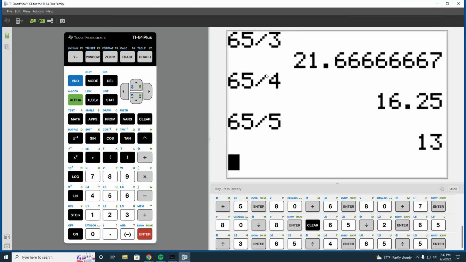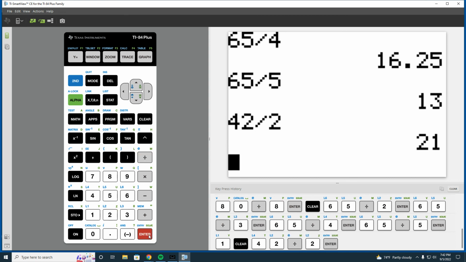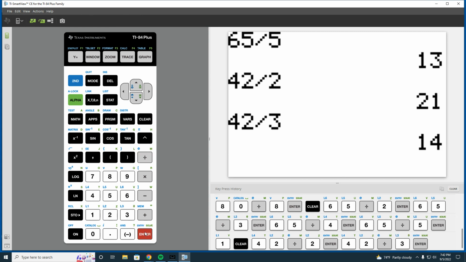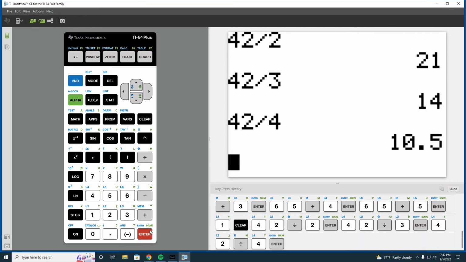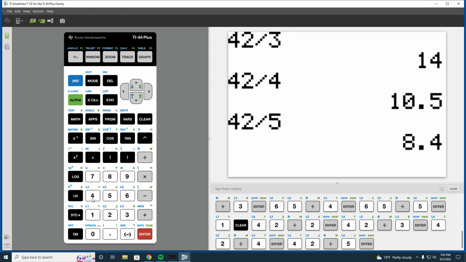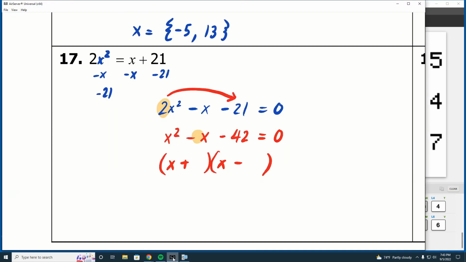So let's go try. 42 divided by 2, does that have a difference of 1? No, that's 19. 42 divided by 3, does that have a difference of 1? No, that's 11. 42 divided by 4, no. 42 divided by 5, doesn't work. 42 divided by 6, there it is. There's a difference of 1 right there, 6 and 7. So my factors have to be 6 and 7.